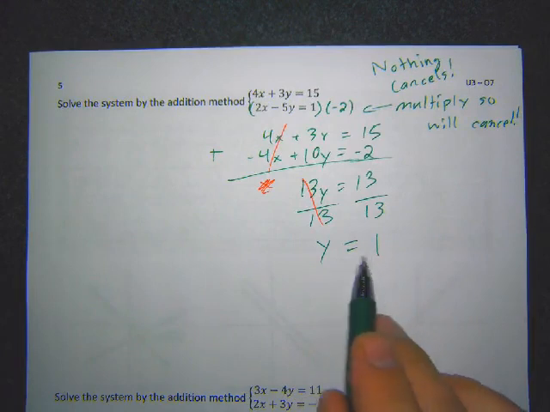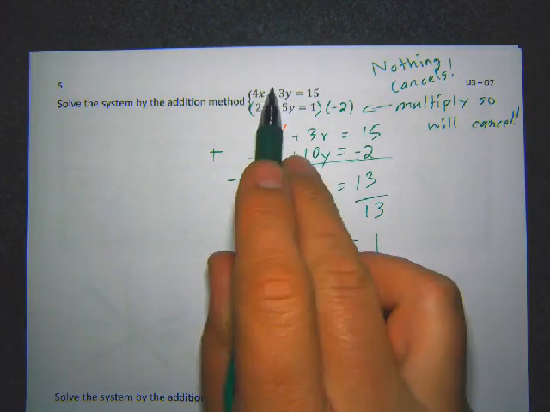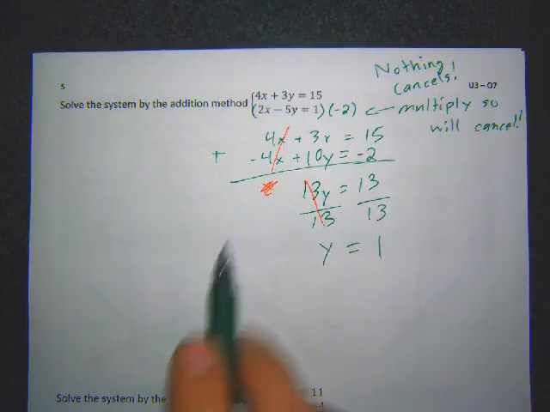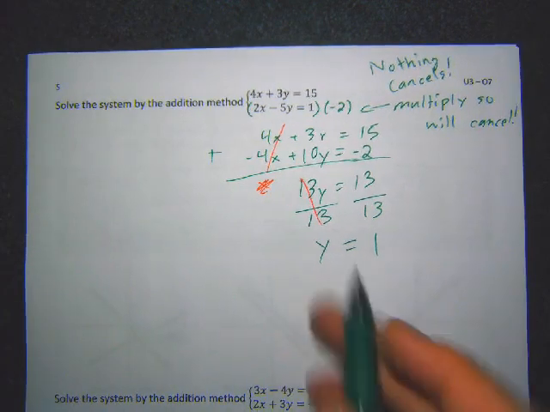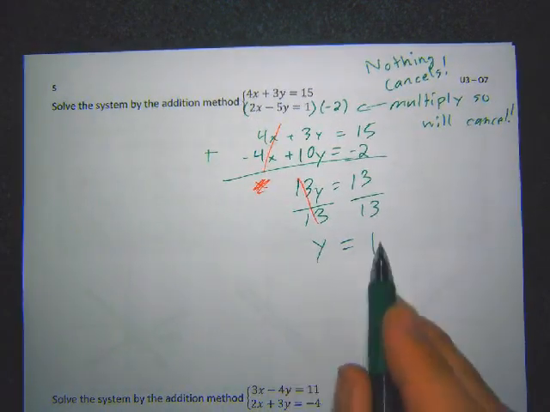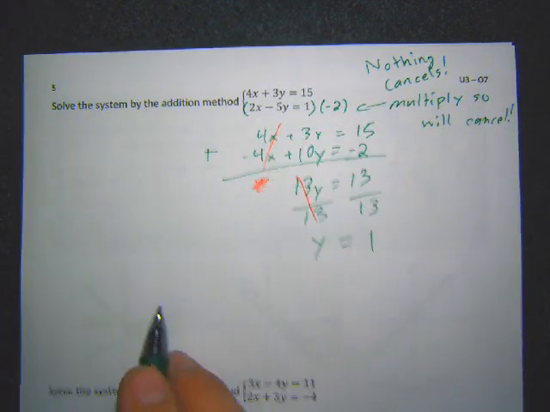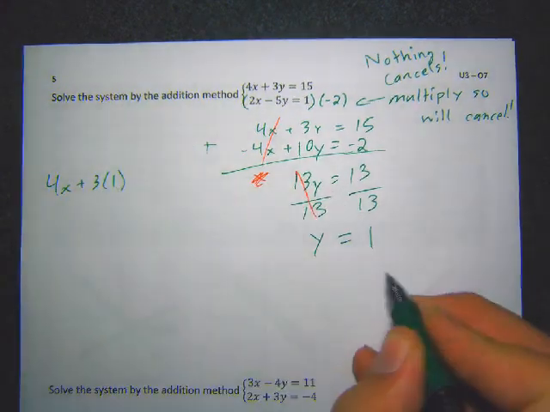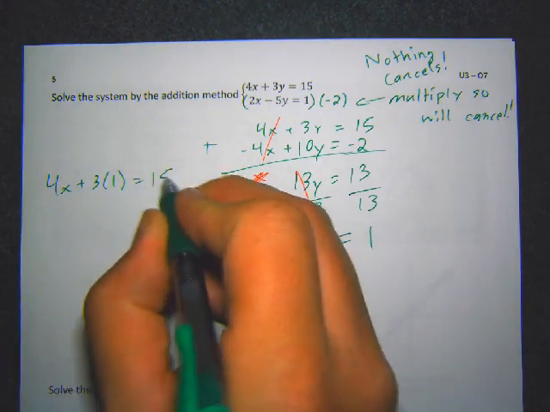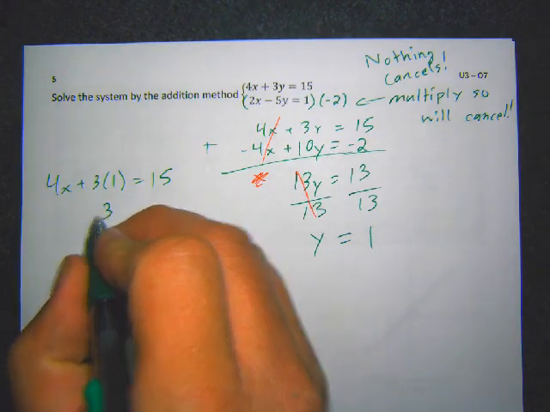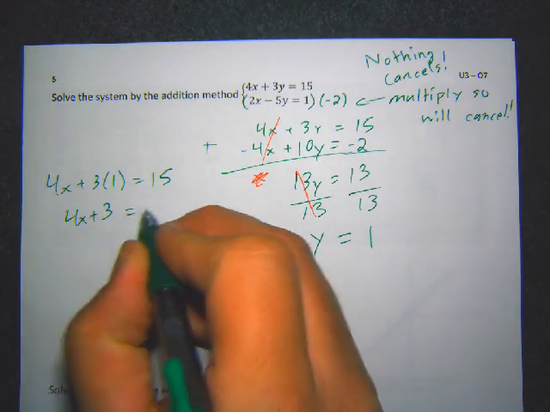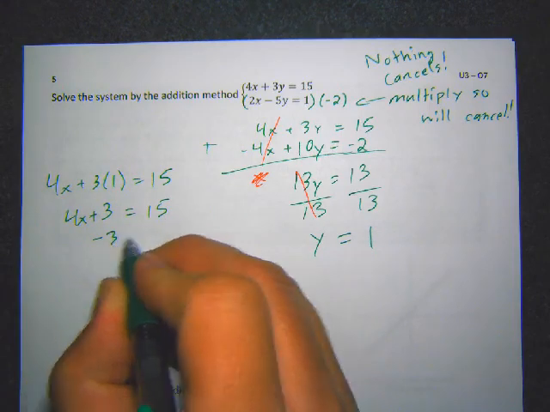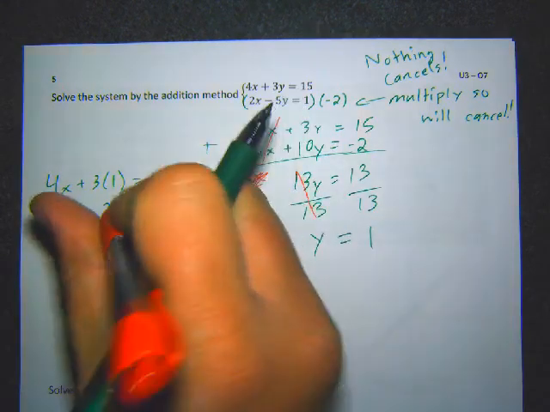Okay, let's go ahead and plug y back in. Again, I can plug this in any of these equations, doesn't matter which. I'll just go ahead and go with the top one because it's nice positive numbers again. So I'll put 1 in for y. So we get 4x plus 3 times 1, because y is 1, equals 15. This one is just 3, so it's just 4x plus 3 equals 15. We'll subtract 3 from both sides. So get rid of this 3 here.